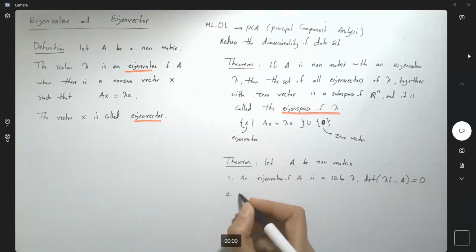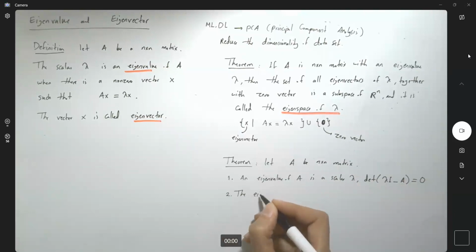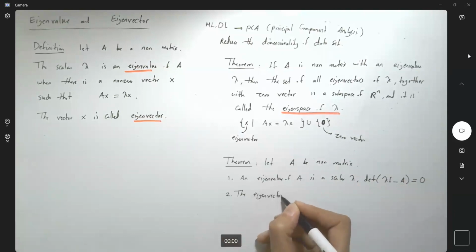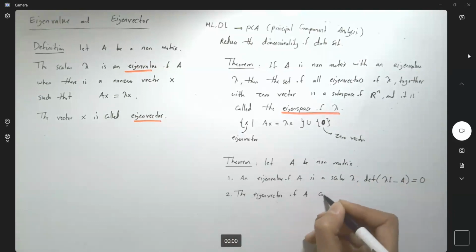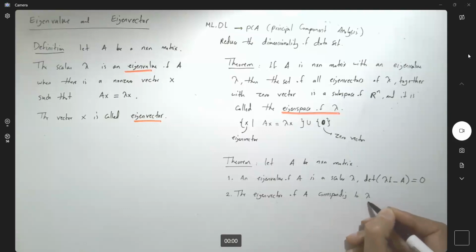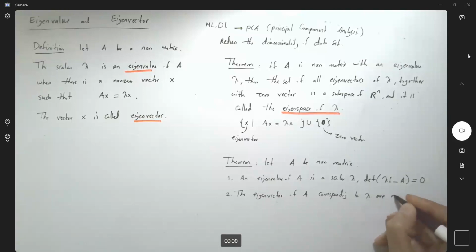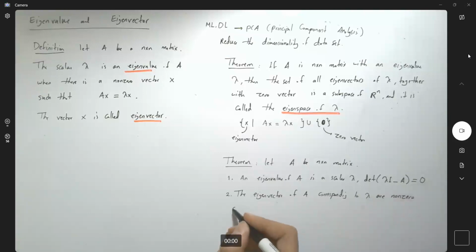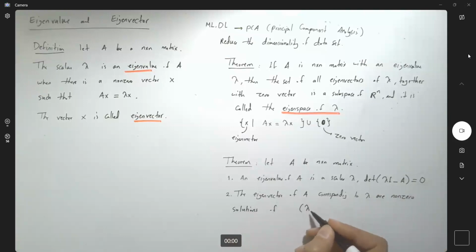Second, another shortcut for you. The eigenvectors of A corresponding to eigenvalue lambda are basically non-zero solutions of this equation: lambda I minus A times X equal to 0.